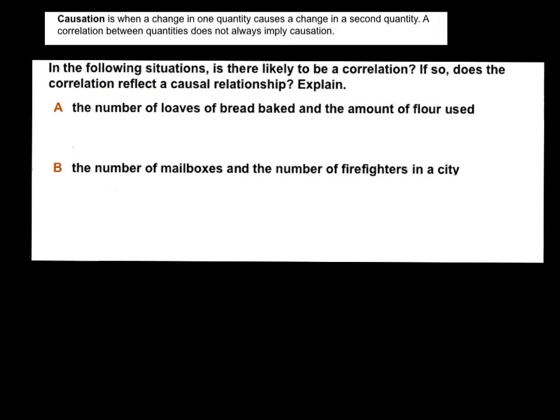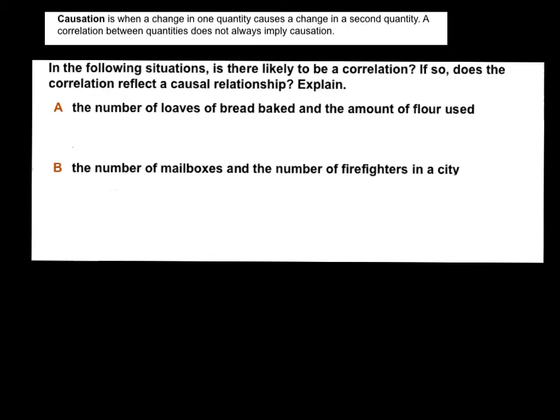Okay, another causation is when the change in one quantity causes a change in the second quantity. Or correlation between quantities does not always imply causation. So remember, correlation is positive correlation, negative correlation, or no correlation. And that has to do with where the points are on the graph. If it's a line going uphill, it's positive correlation. If it's going downhill, it's negative correlation. Okay, and then if there's no order to it, then there's no correlation.